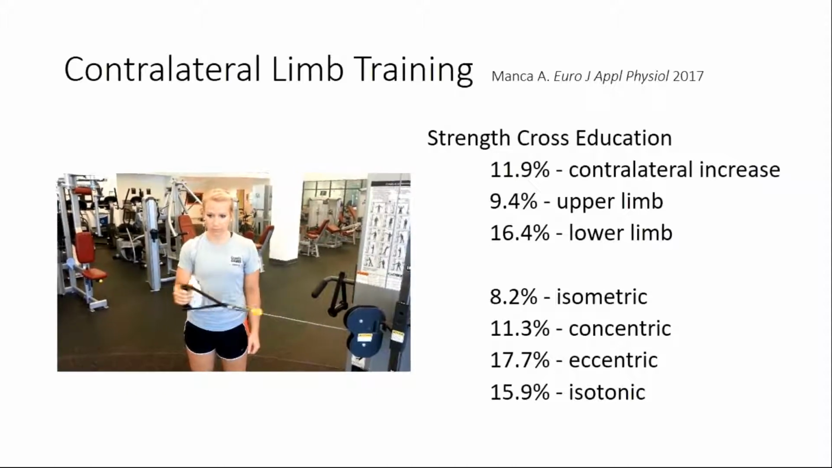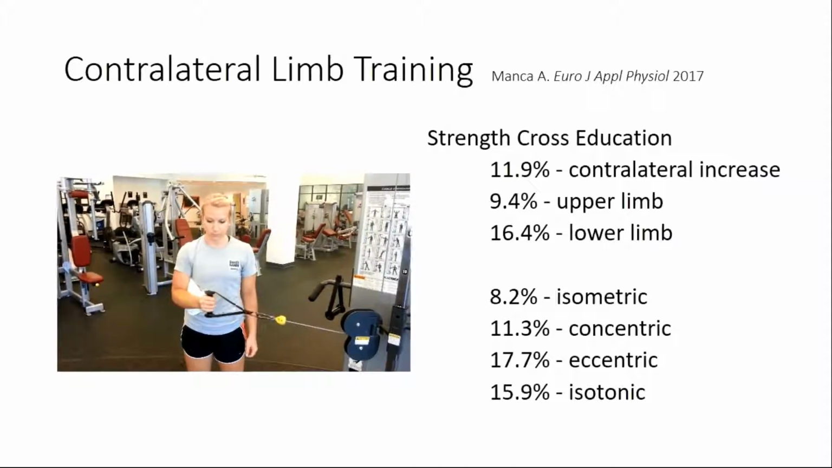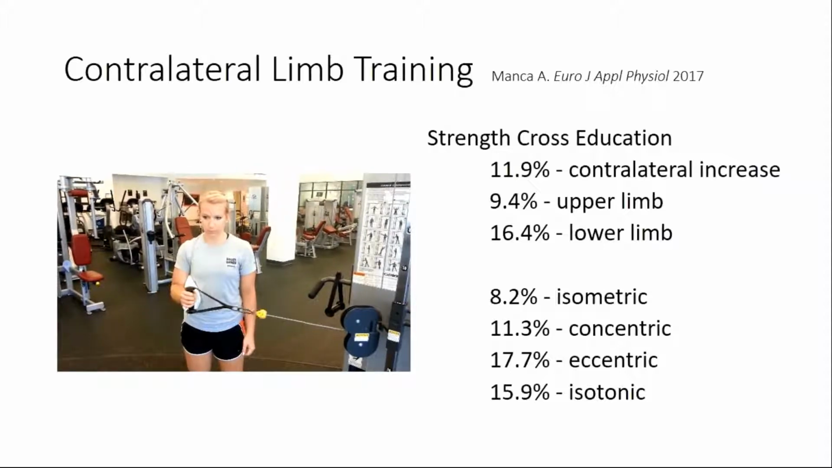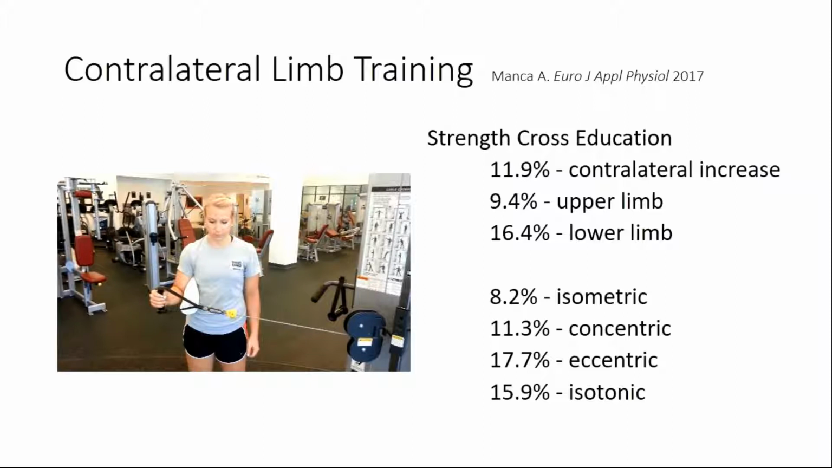Teach them the exercise on that side, and you get a little bit of crossover effect, and probably reduce some amount of apprehension or anxiety. They don't know how the exercise is going to go, how it's going to feel. You can start on the opposite limb.